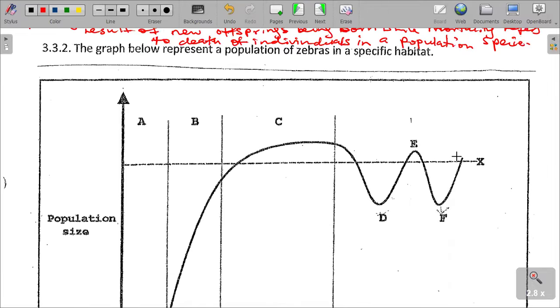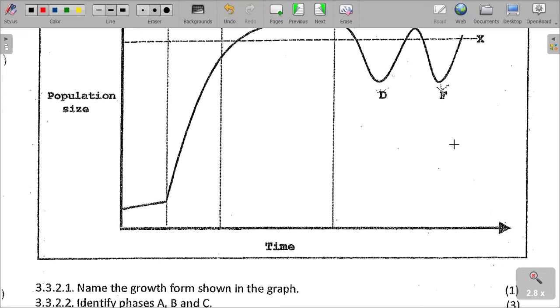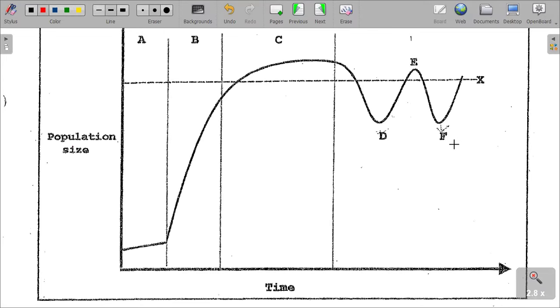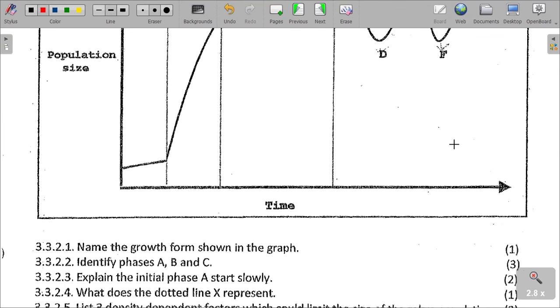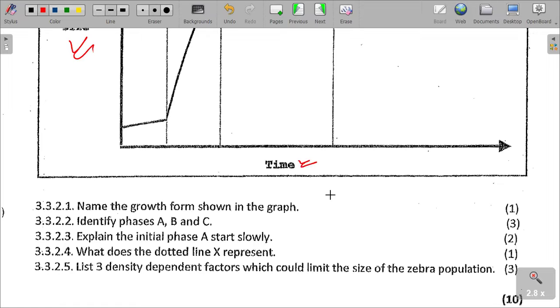We have got a graph that represents population of zebras in a particular habitat. There we are given A, B, C, D, E, F, and population is given on the horizontal axis, and then we have got time there. The first question wants us to say what is what?